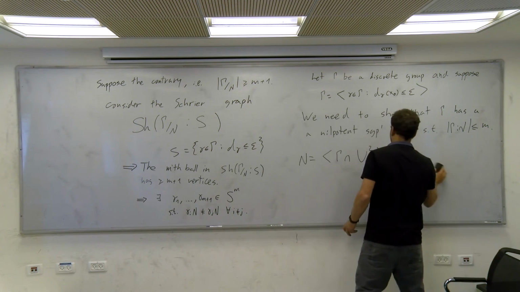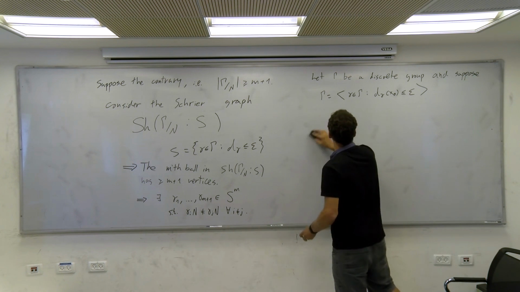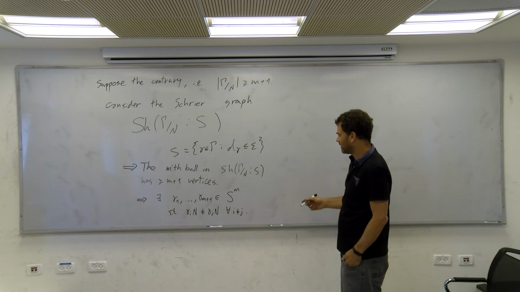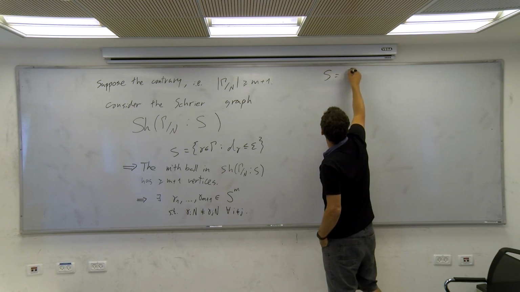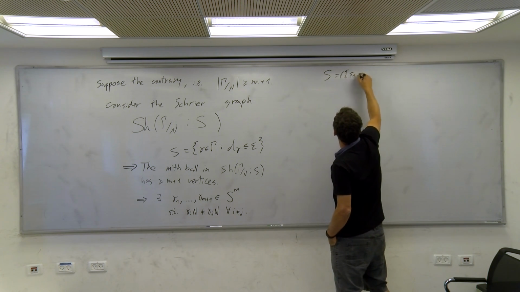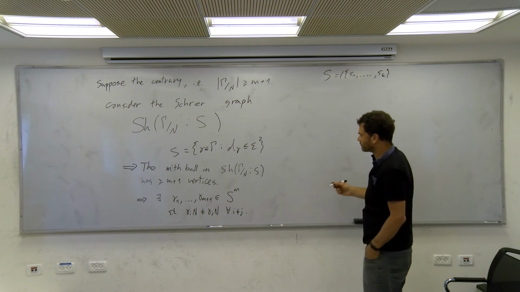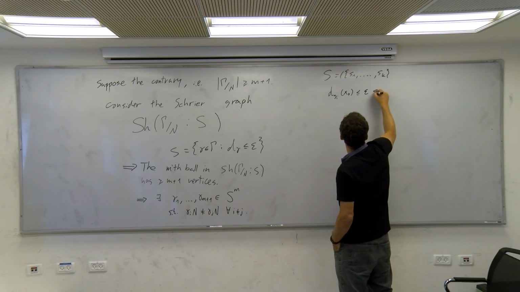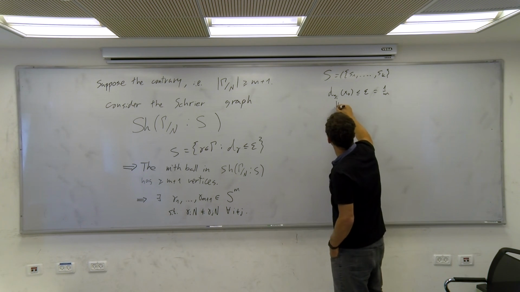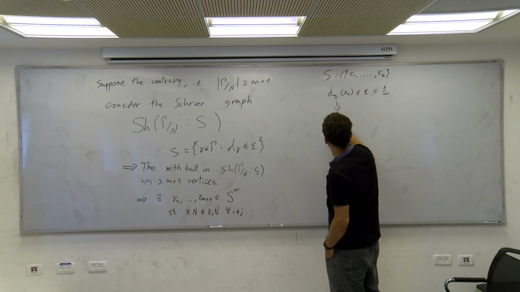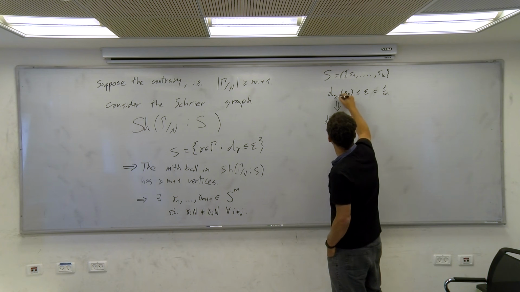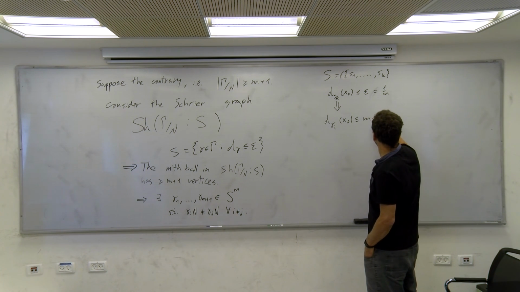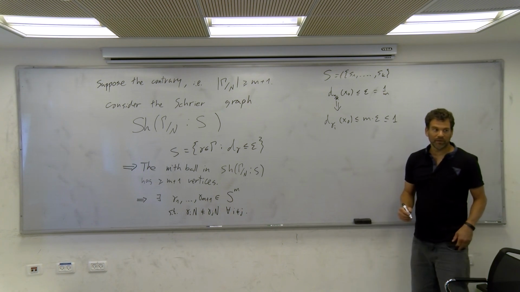Why? Recall that, maybe denote the generator set by S1 up to Sk. So the displacement of Si of x naught is less than epsilon, which is 1 over m. And this implies that the displacement of gamma i of x naught is less than m times epsilon, which is less than 1. Right?